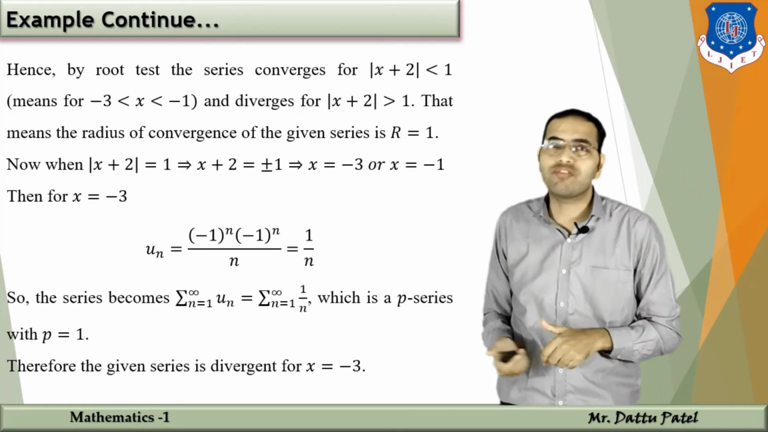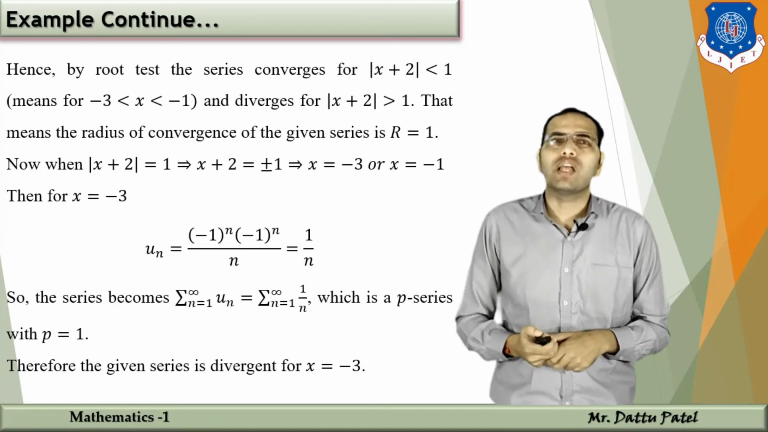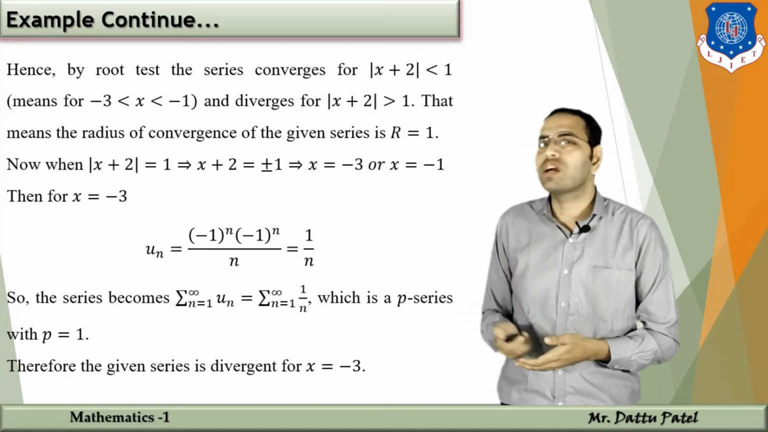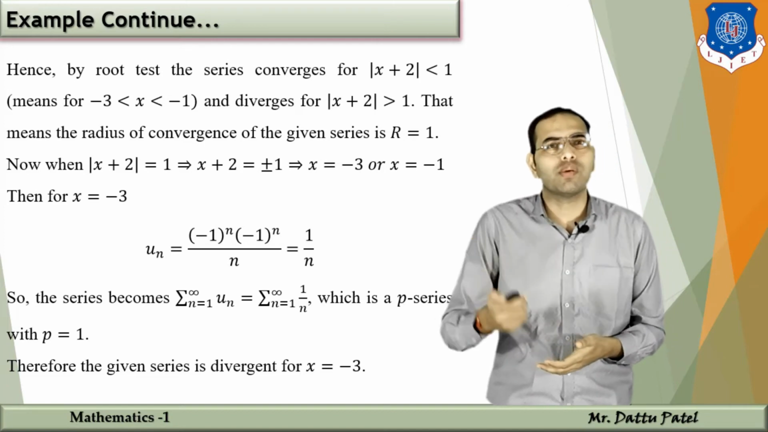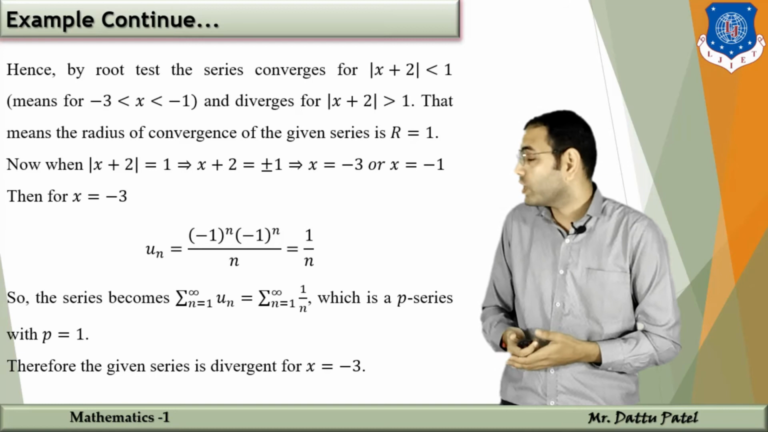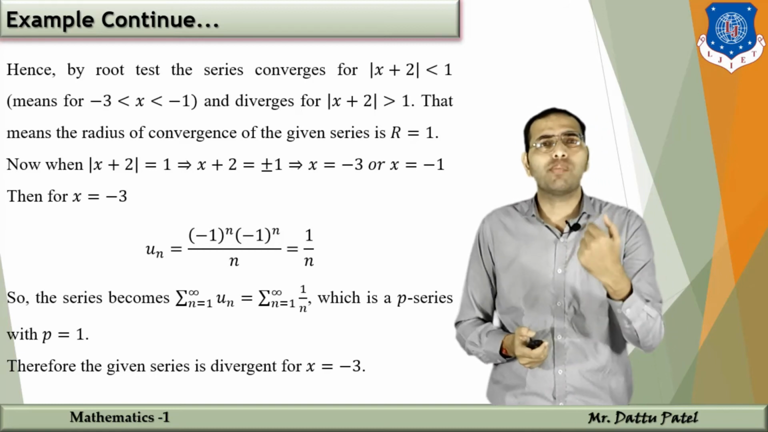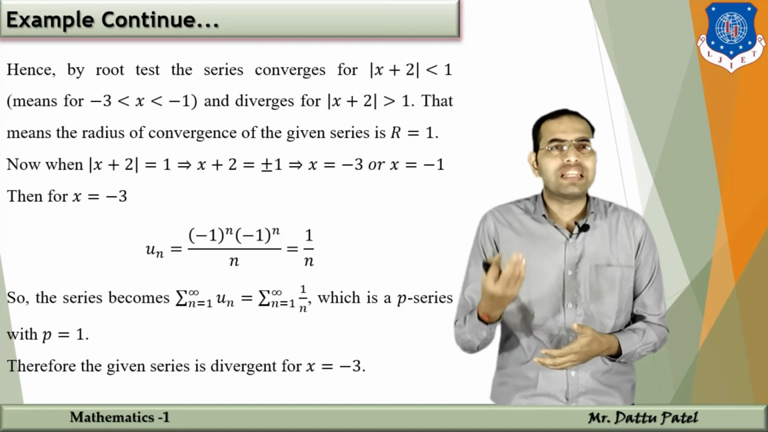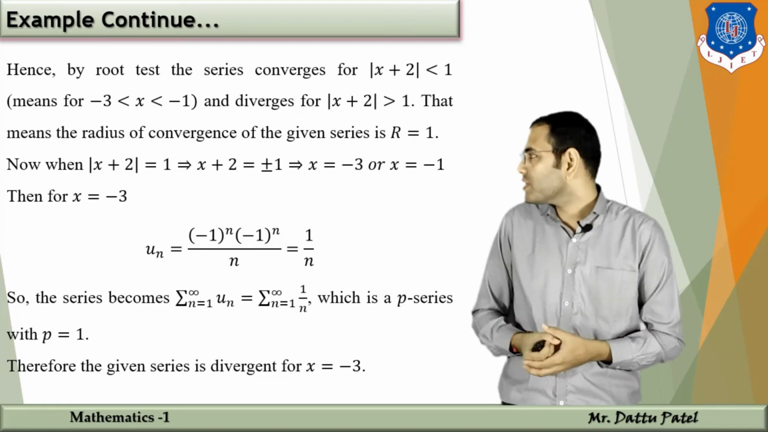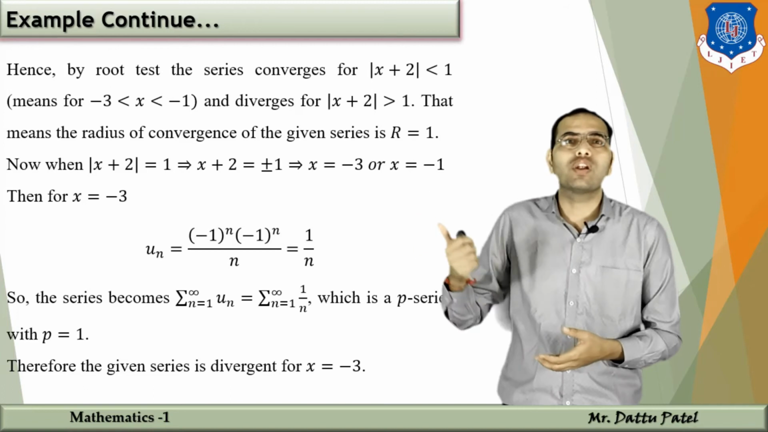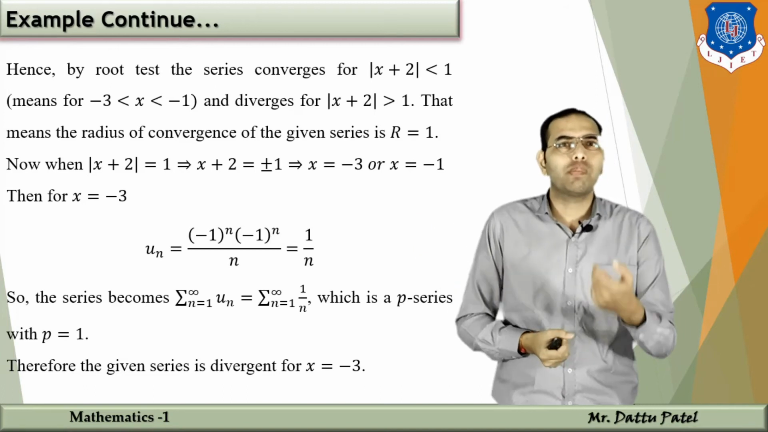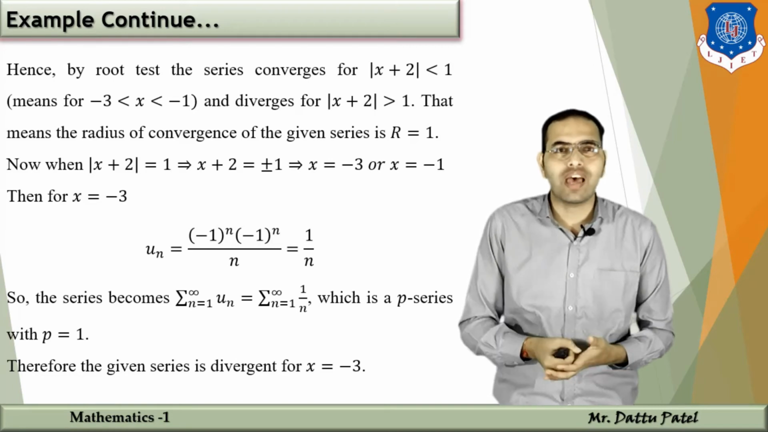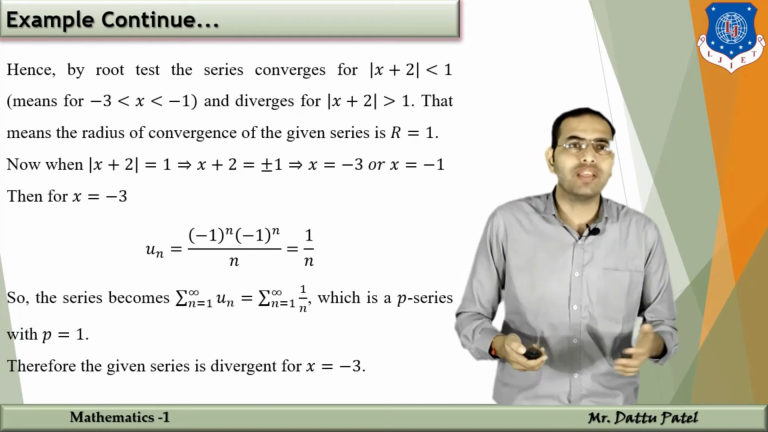Firstly, we check for x equal to minus 3. Putting x equal to minus 3 in u_n, u_n becomes (-1)^n times (-1)^n upon n. Now it becomes 1 upon n, so our series is just 1 upon n. Then we obviously apply the p-series test, and according to it, the given series, sigma n equal to 1 to infinity of 1 upon n, has p equal to 1, so we can say that the given series is divergent for x equal to minus 3.